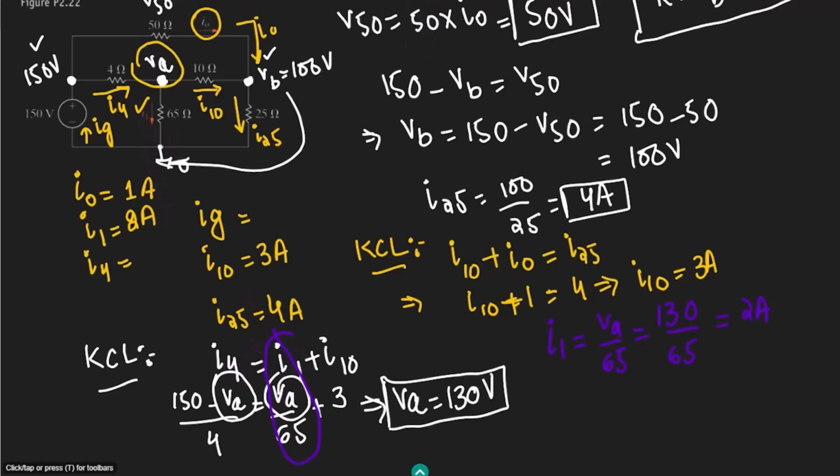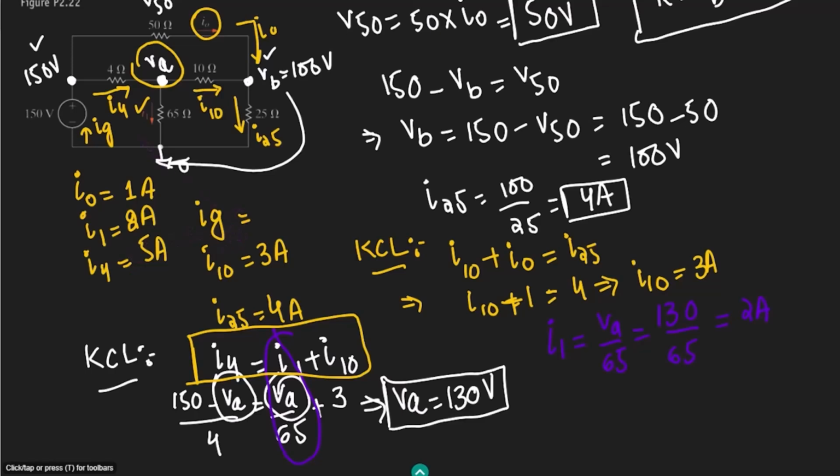Similarly, from this KCL formula, we can put the value of I1 and the value of I10. The value of I10 is 3, the value of I1 is 2, so 2 plus 3 is 5. Therefore here this is 5 amperes. So these currents are known.